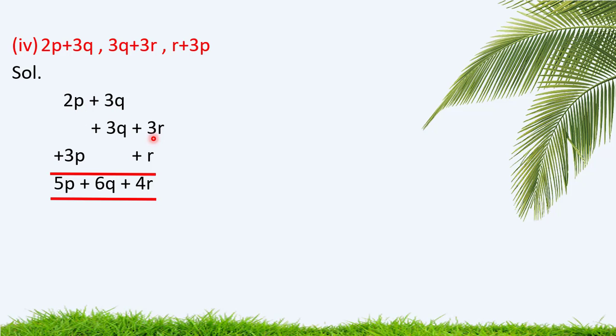Now we have to write third algebraic expression, that is r plus 3p. Now we will write r just below this term to make the column of like terms, and write 3p just here below the like term. Now we will add the coefficients of like terms column wise. Plus 2 plus 3, that will become plus 5, and we write variable p as it is. Plus 3 plus 3, that will become plus 6, and we will write variable q as it is. And here plus 3 plus 1, that will become plus 4, and we will write variable r as it is. So here is the answer. You can see that we cannot take common anything from this expression.